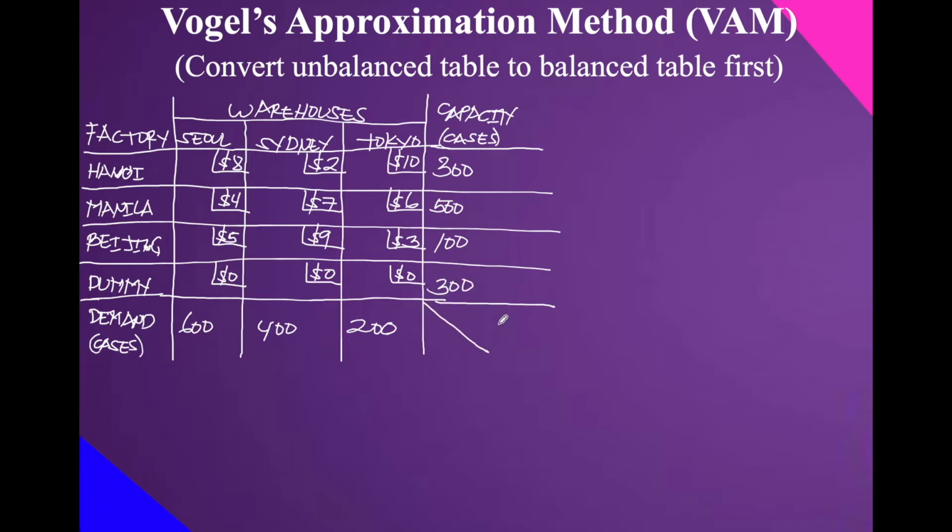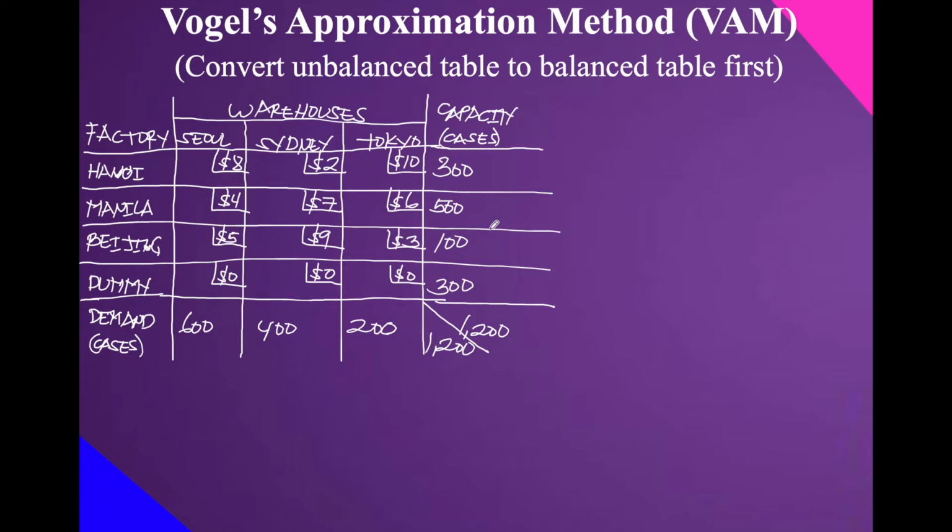And let's have some checking. 3 plus 500, that is 800. Plus 1, that is 900. Plus 3, that is 1,200. 6 plus 4, 9. Plus 2, 12. 1,200. Meaning to say, our table now is a balanced one. So we can proceed with the normal solution of our VAM or the Vogel's approximation method.